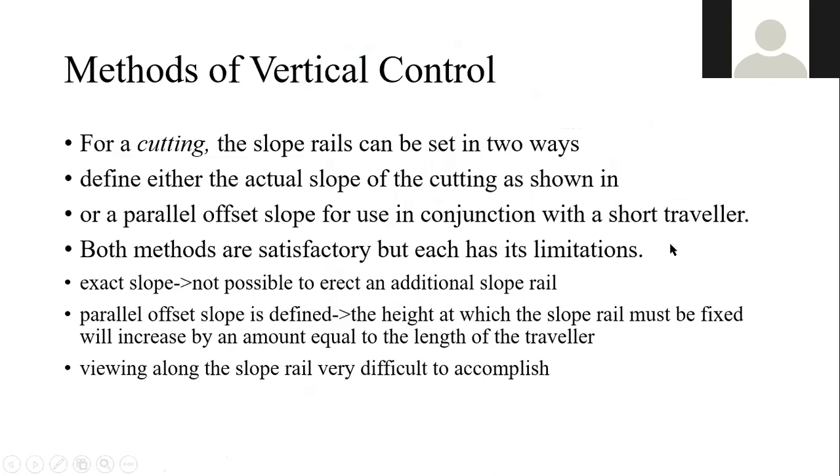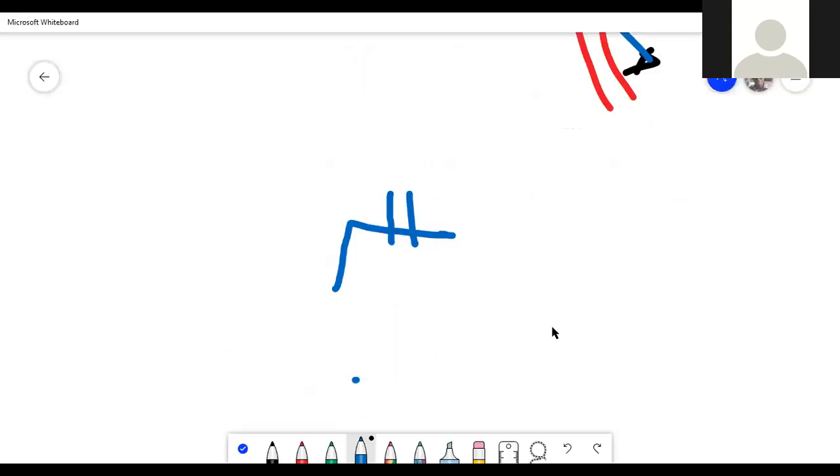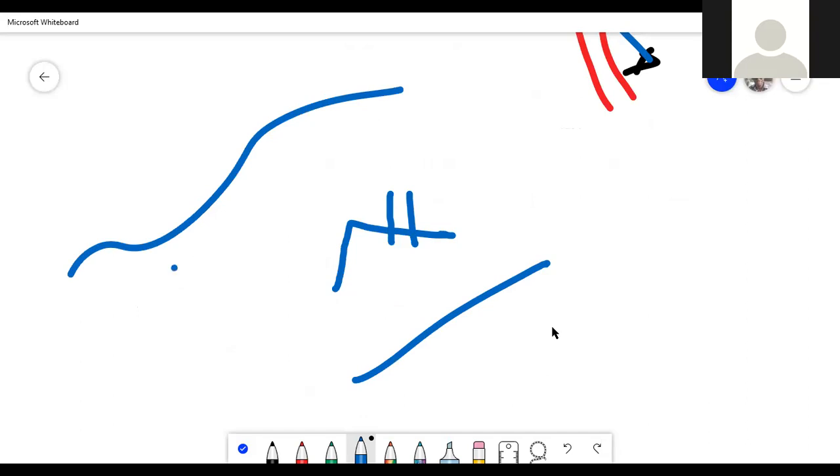For cutting, I've said this already, but let me repeat it. For cutting, the slope rails can be set in two ways. You define out the actual slope of the cutting. Let me try an example. Say the ground looks funny like that, and we need to cut through. So the design goes like that. We need to cut. So here there's a need to cut, right? Clearly, we need to cut this portion.